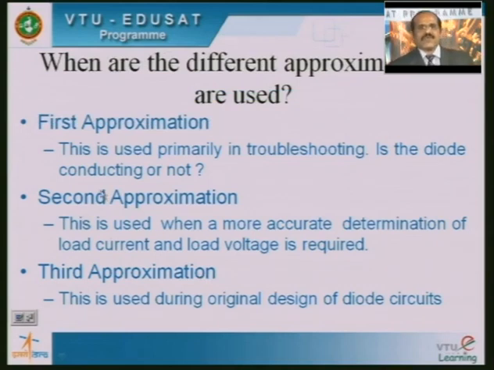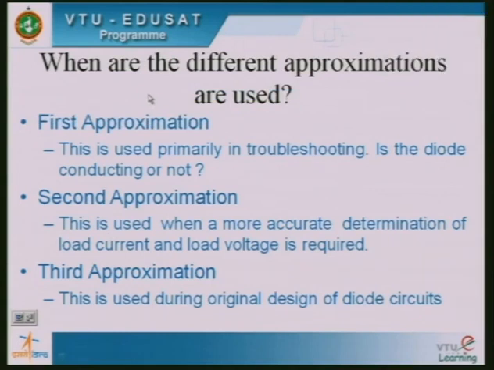So now let us see when the different approximations are used. The first approximation is where the diode is represented either by a closed switch or an open switch. Whenever the diode is forward bias, it acts as a closed switch. When the diode is reverse bias, it acts as an open switch, and this is called the first approximation. This is mainly used in troubleshooting and also to test whether the diode is conducting or not.